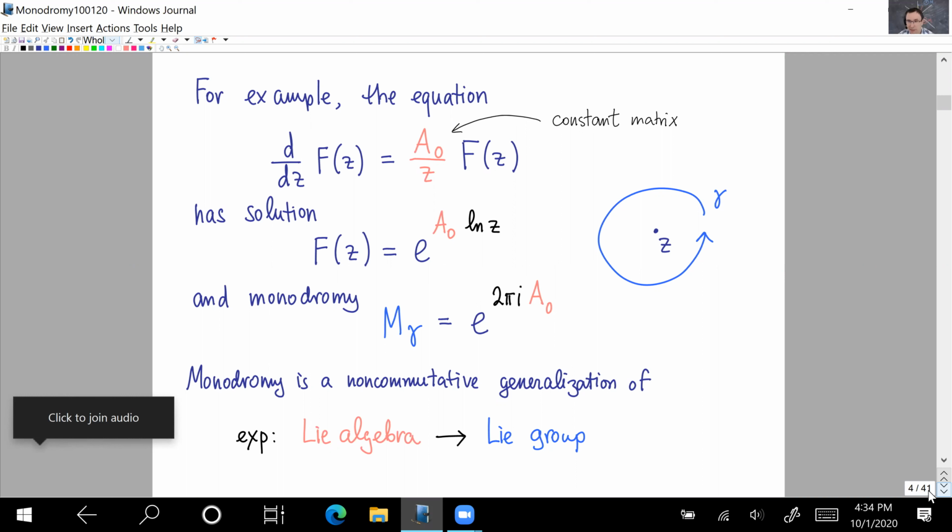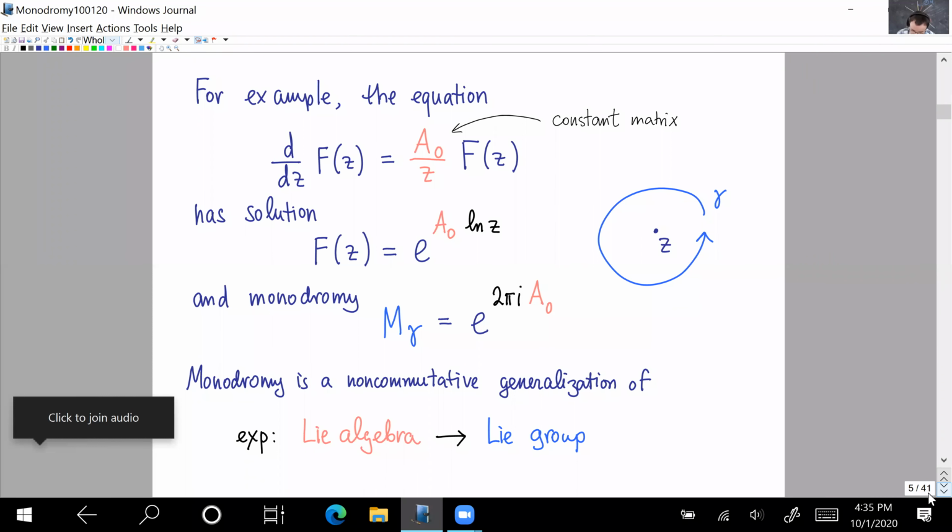And so we see that monodromy is, in this case, a map from a Lie algebra. If I have a constant coefficient connection, or z d by dz connection, that matrix I should think about as an element of a Lie algebra. Then I get the exponential, which is a map from Lie algebra to Lie group, and monodromy is clearly a generalization of that concept.